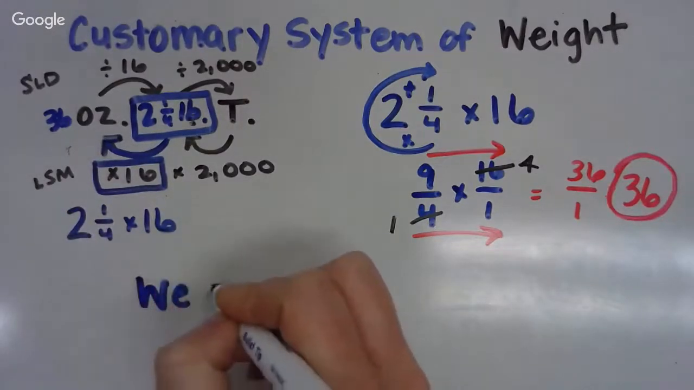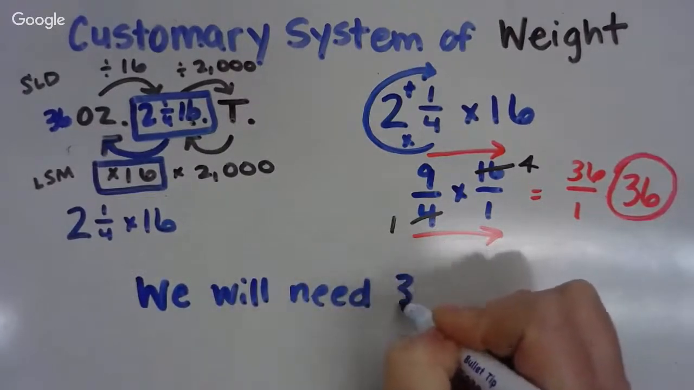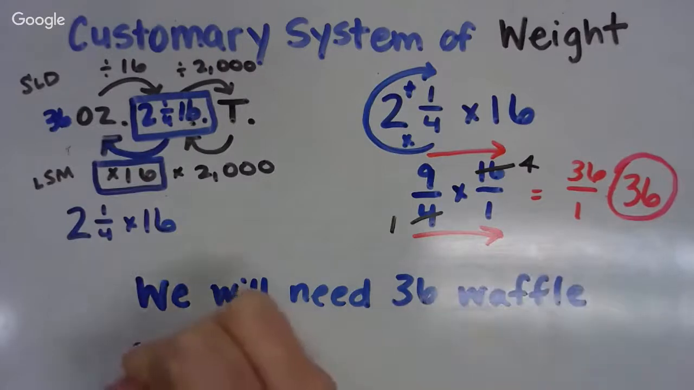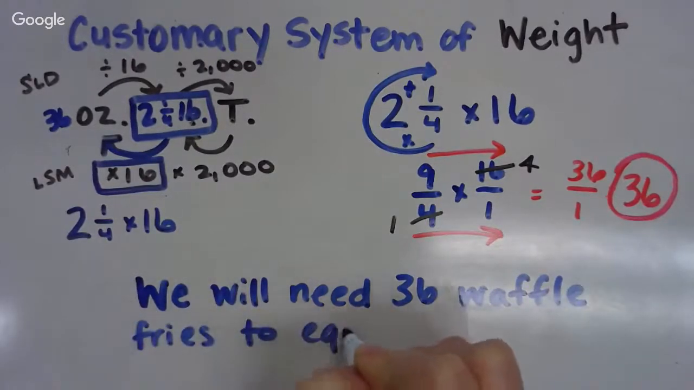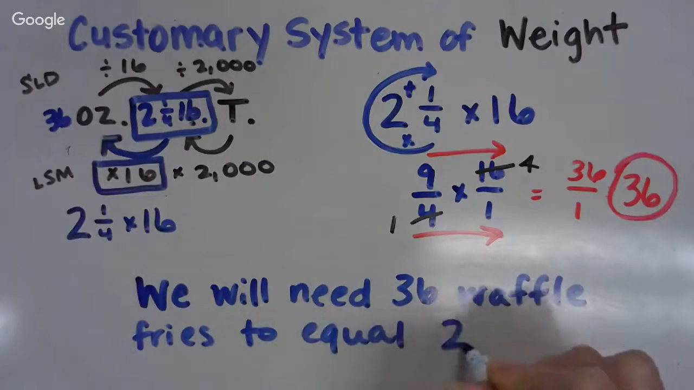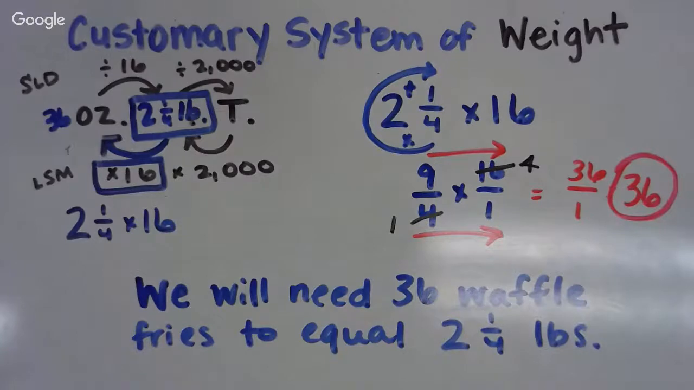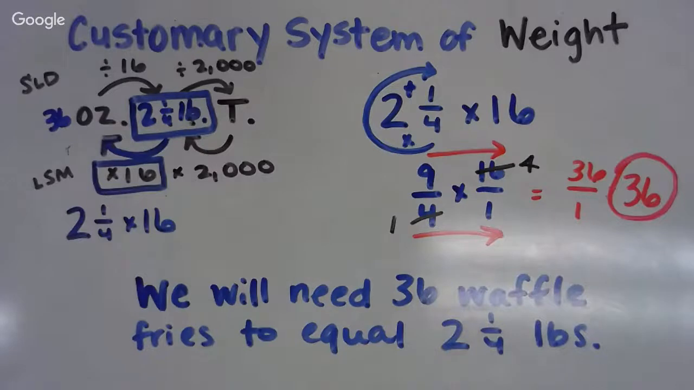We will need 36 waffle fries. I'm using words from the prompt to equal 2 1/4 pounds. That's all it takes. We have our restate, our answer, and our detail of our problem solving.